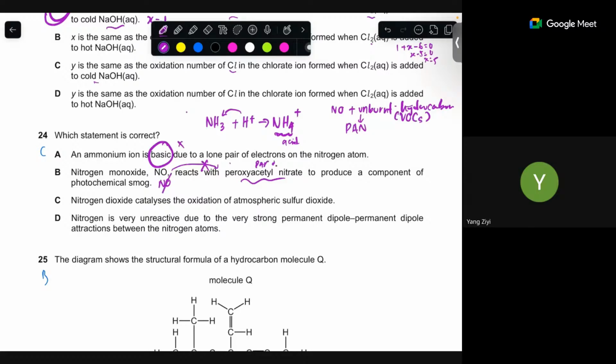So no. Okay, so nitrogen dioxide catalyzes the oxidation of sulfur dioxide. Yes, please remember this. If you want sulfur dioxide to change into SO3, actually nitrogen dioxide is the catalyst. So this is correct. Nitrogen is very unreactive, not because of this. They are unreactive because of the presence of the triple bond. So that is going to be answer C.